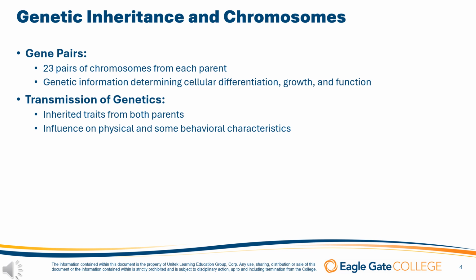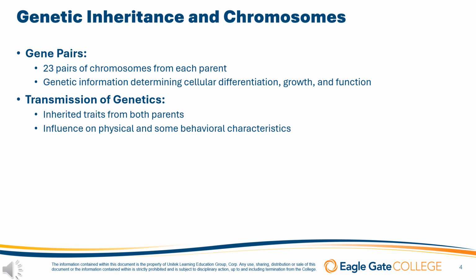Now let's explore the transmission of genetics, which refers to how genetic information is passed from parents to their offspring. Each child inherits half of their genetic material from their mother and half from their father. This means that traits such as eye color, hair color, and certain genetic disorders are determined by the combination of genes inherited from both parents. For example, if a child inherits the gene for brown eyes from one parent and the gene for blue eyes from the other, the child will typically have brown eyes because the brown eye gene is dominant.